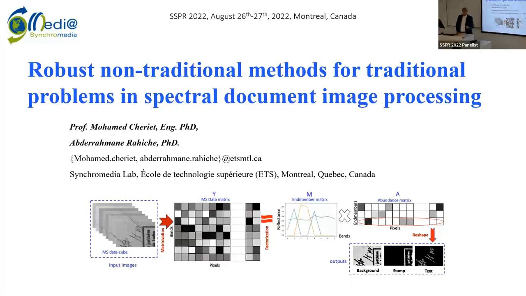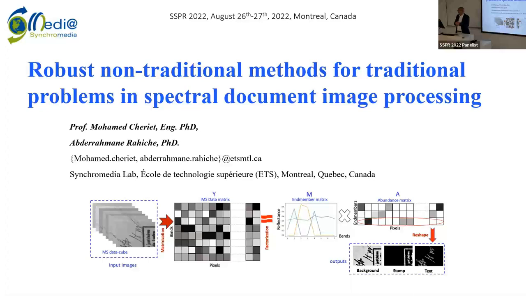Traditional problems are, in general for document processing, document segmentation, binarization, and so on. But we are tackling them from one angle, what we call the traditional methods, which fail, as we will show, or will not succeed to fulfill all the tasks. Maybe if we open the door to other theories from other fields, like remote sensing, that have a solid mathematical background, we can bring some new tools. And this is why robust, non-traditional methods for traditional problems in document image processing.